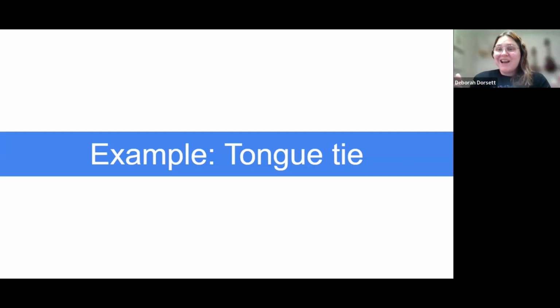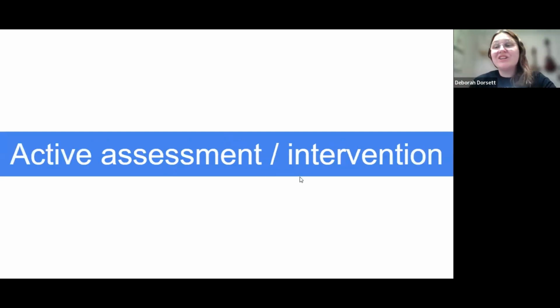Of course you could, because now you have a starting base of, okay, I know what underneath a tongue feels like. So you'll be able to apply that. So let's go on to the next step, active intervention and active assessment.